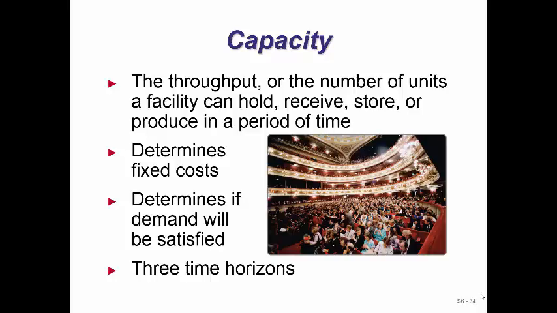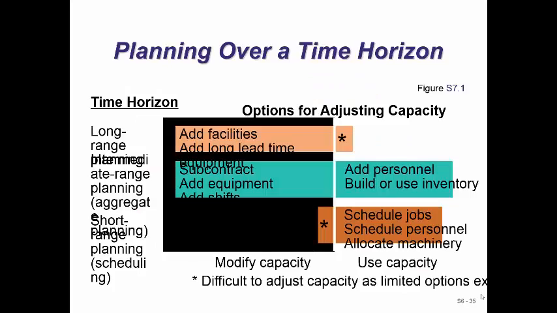So throughput, number of units a facility can hold, receive, store, the rest of that. Determines fixed cost in 3 time horizons. They get kind of wobbly on their time horizons. What they generally agree on and what's used in industry is typically 3 months is short term. And then 3 months out to 3 years is typically medium term, and then over 3 years is a bit longer. So they're called long range, medium range, short range.